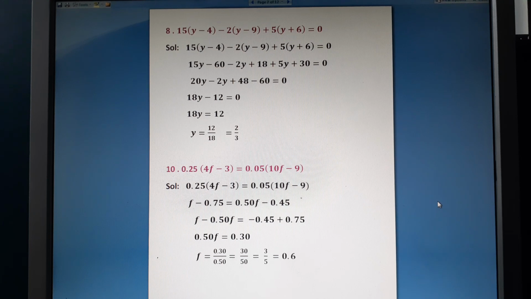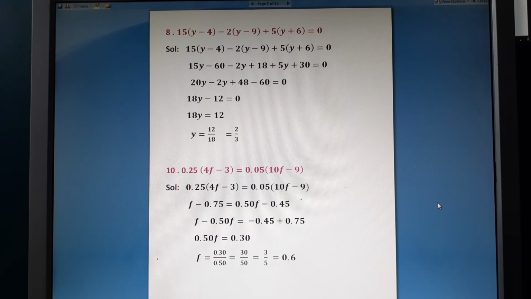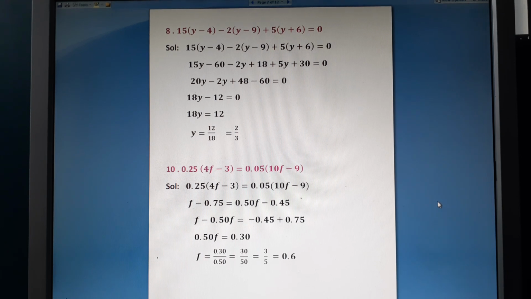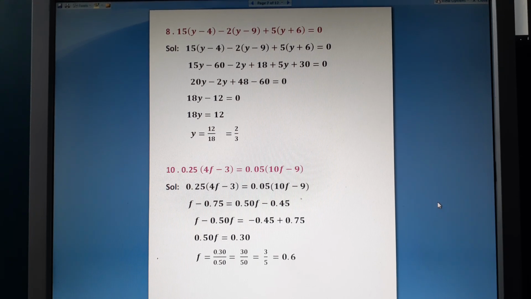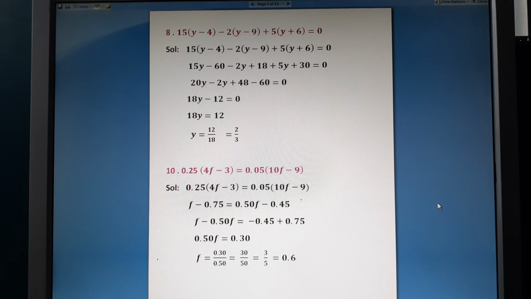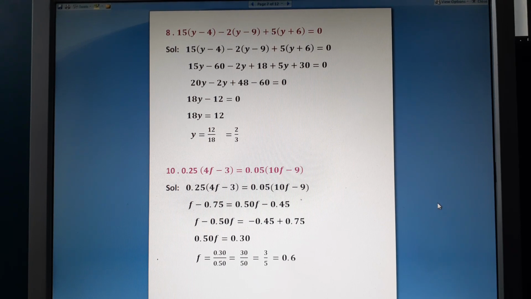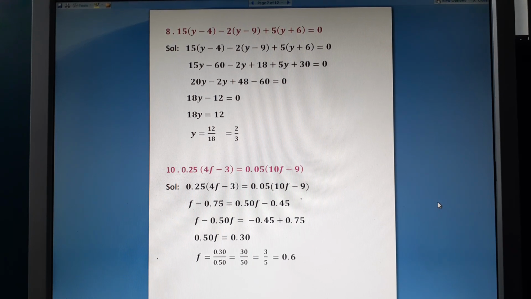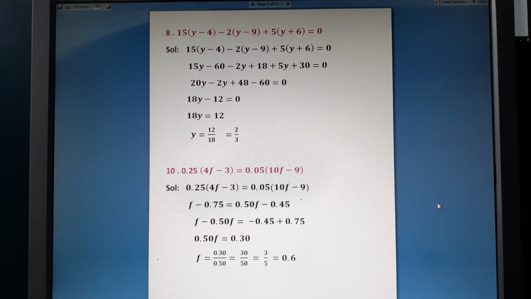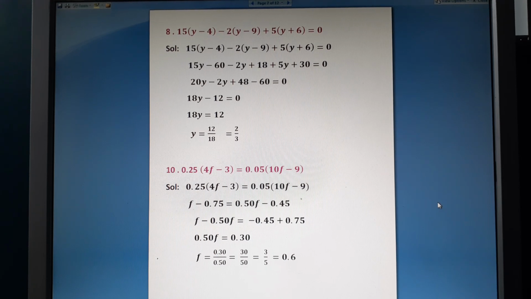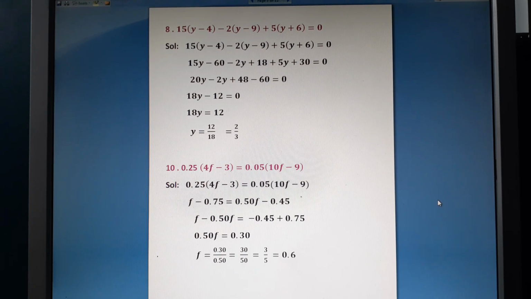Now f = 0.30/0.50. Now numerator and denominator both are multiplied by 100. After that we get 30/50. After cancelling we get 3/5, because both numerator and denominator, 30 and 50, are divisible by 10. After that we get 3/5, that is equal to 0.6.